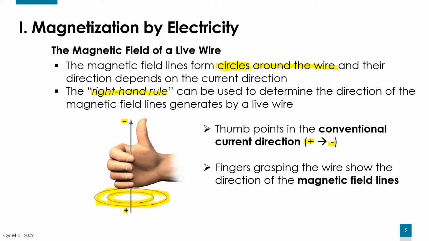Okay, so if you use the right-hand rule, you can know the direction of the electric current and the direction of the magnetic field. Your thumb is the current, and your fingers are the magnetic field.